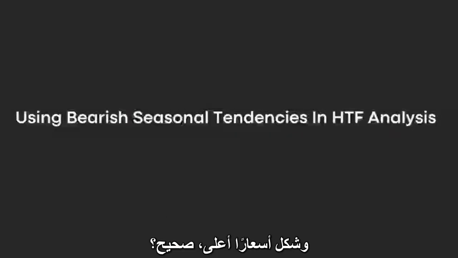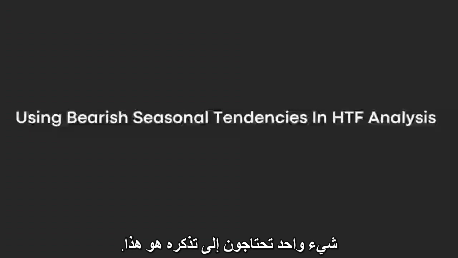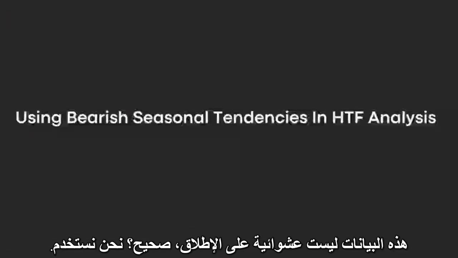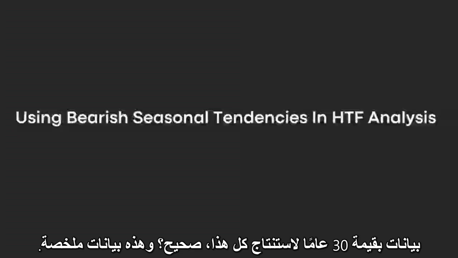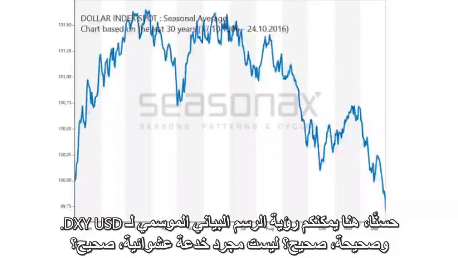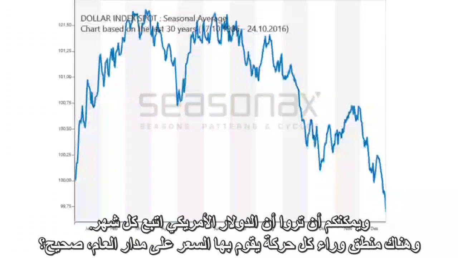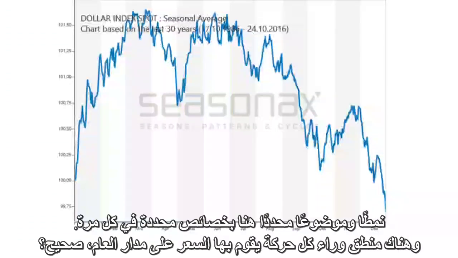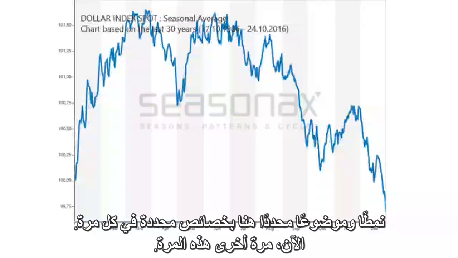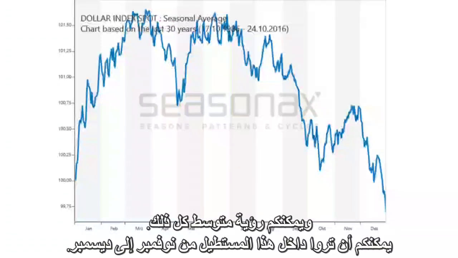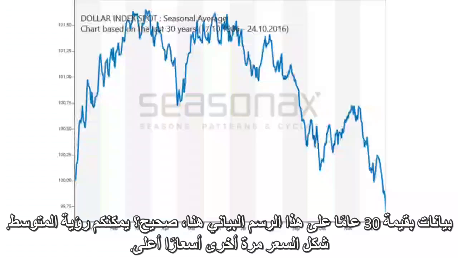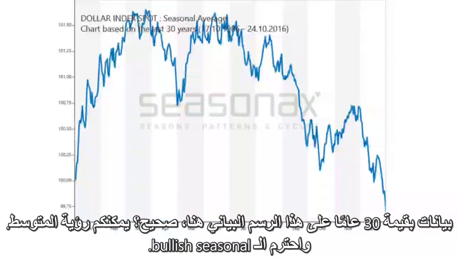Right here, we're going to discuss how we can use bearish seasonal tendencies in our analysis, right? We already discussed how to use the bullish ones, and now we're going to discuss the bearish ones here. Right here you can see the DXY or USD seasonal chart, and this is the summarized data for the last 30 years for the dollar or DXY, right? You can see that each month USD followed a specific theme and pattern with specific characteristics each time, and you can see the average of all of that 30 years' worth of data on this chart right here, right? You can see the average.